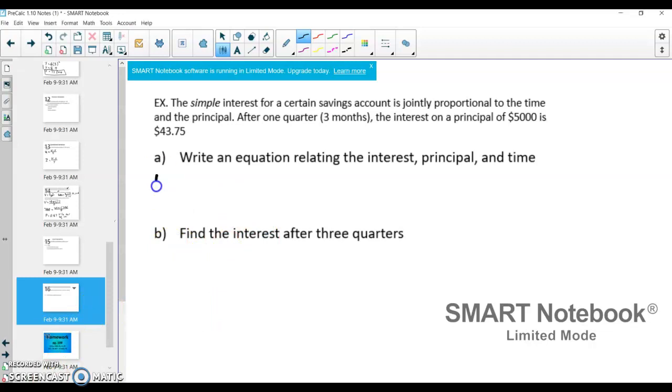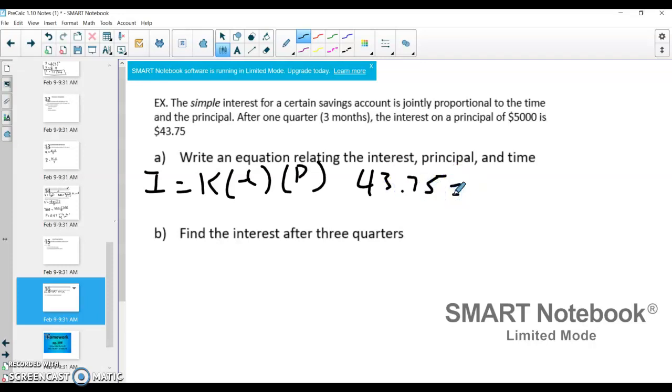So the interest is the thing that's varying jointly here, and k is what's going to vary it. Then we have time and principal here. Plugging things in, my interest was $43.75. The time was 3 months, or 1 quarter of a year. So the way I'm going to show that, k is still k, a quarter of a year is going to be 0.25, and then we will have the initial principal of $5,000.